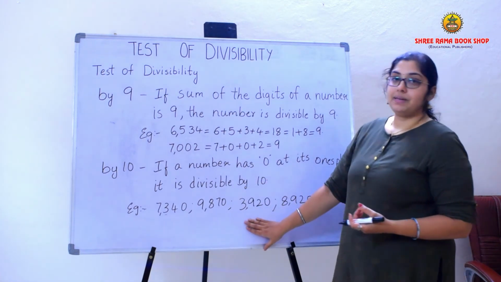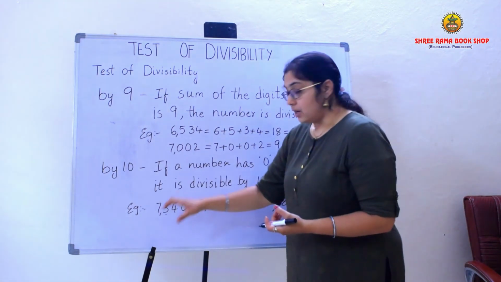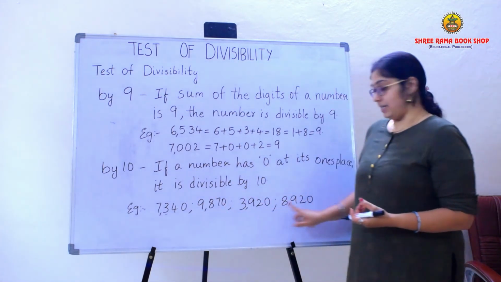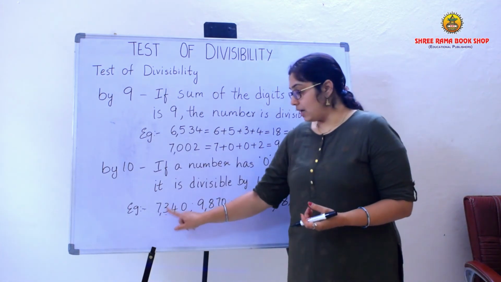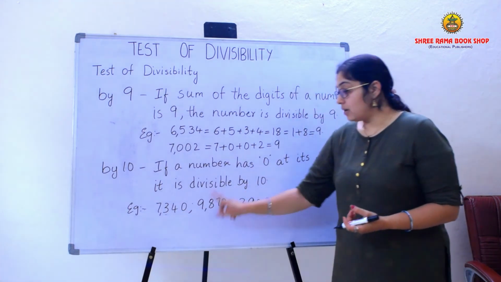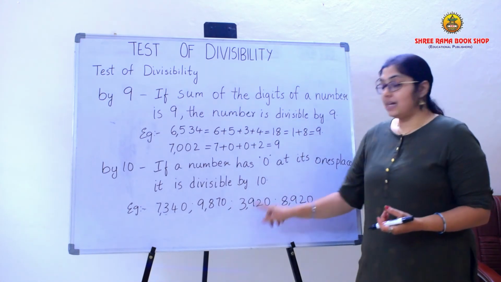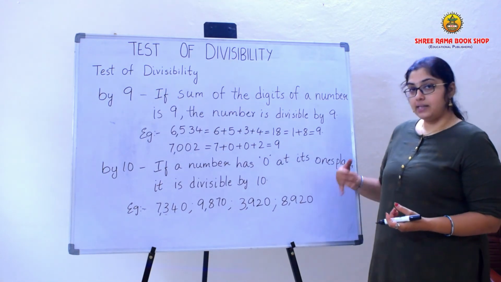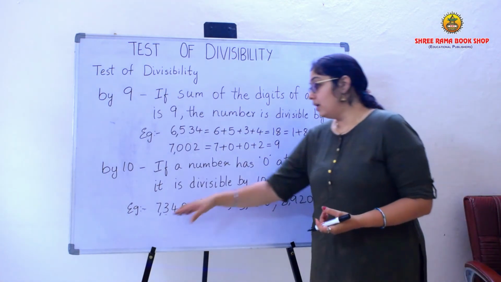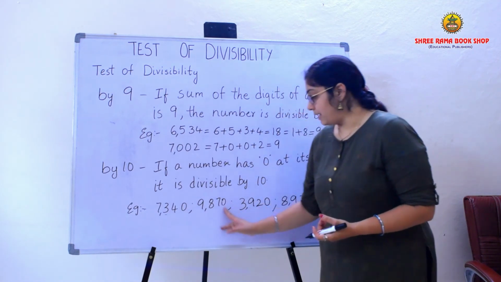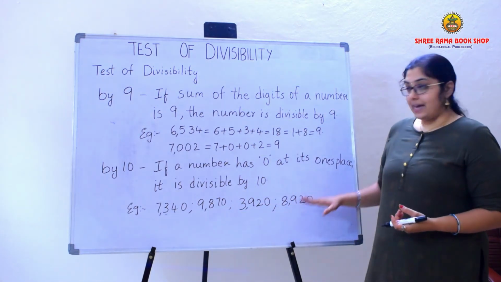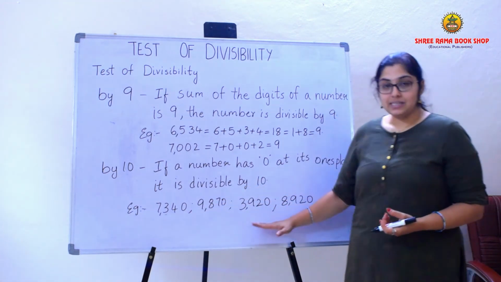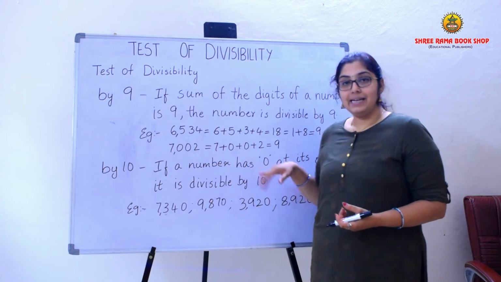I have taken some examples. You can observe that in all the examples, we have 0 in the ones place. In the numbers 7340, 9870, 3920, 8920, and so on, any example you take which is having 0 in the ones place, all these numbers are having 0 in the ones place. So all these numbers are divisible by 10.